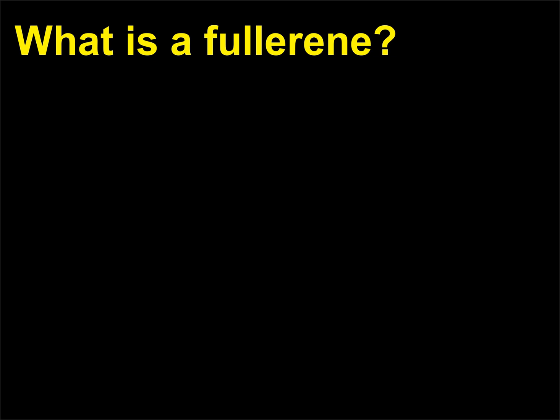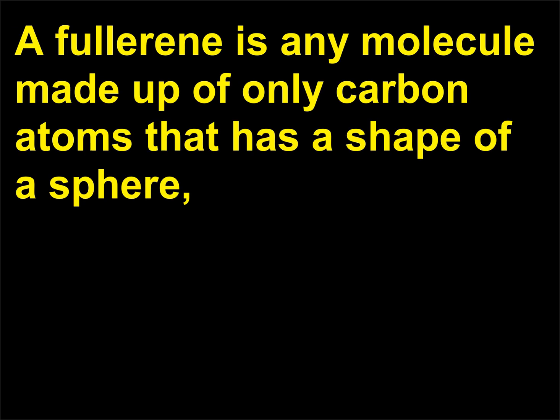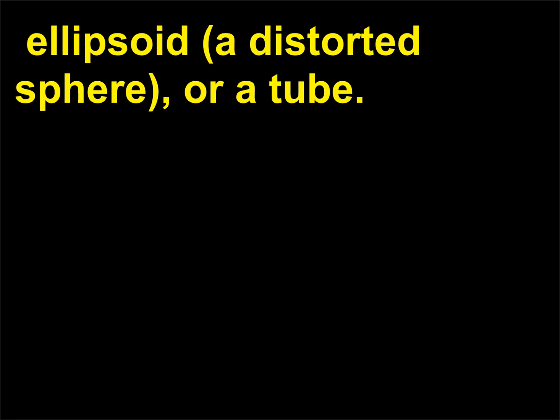What is a fullerene? A fullerene is any molecule made up of only carbon atoms that has a shape of a sphere, ellipsoid, a distorted sphere, or a tube.